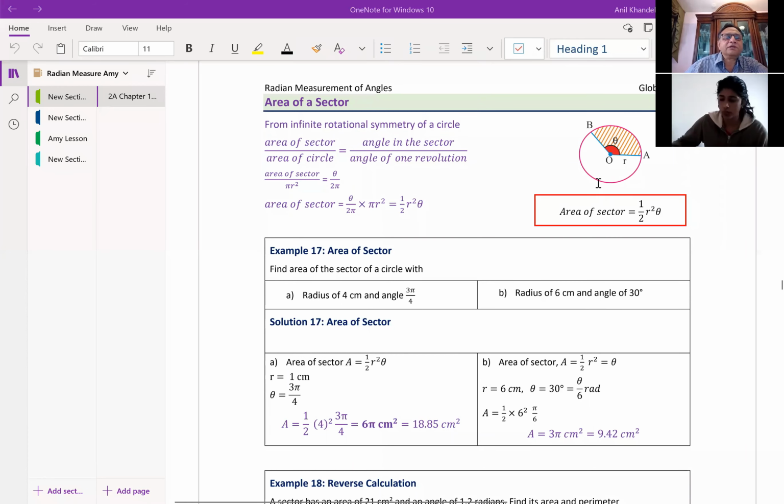Perfect. So can you see my screen here? Yes, I can.